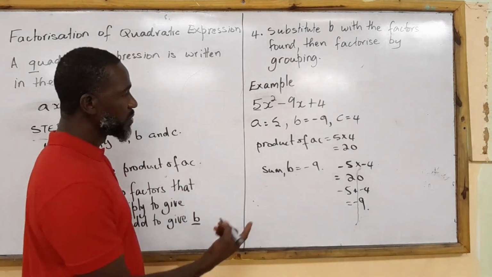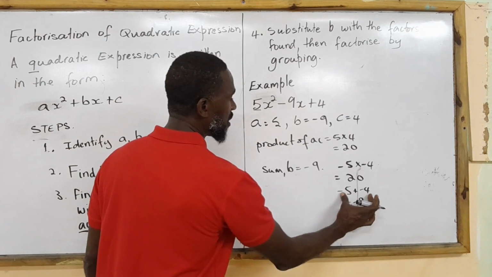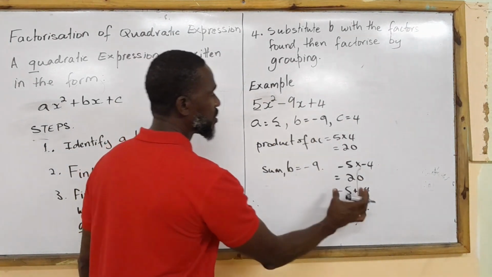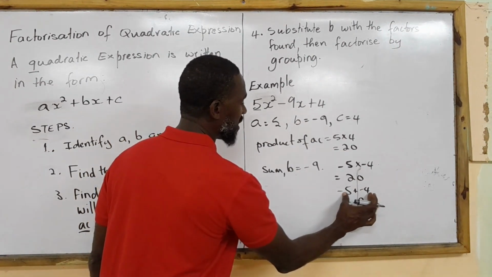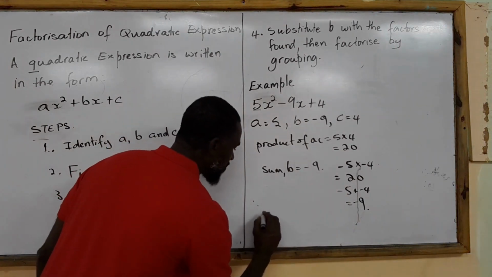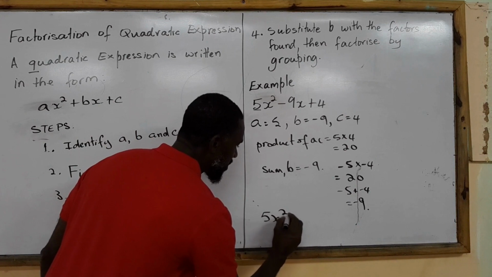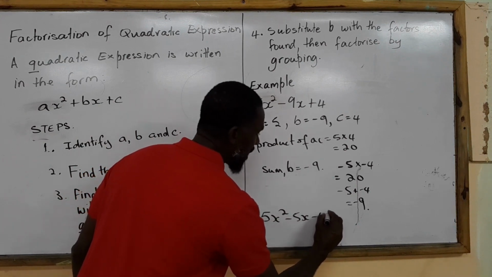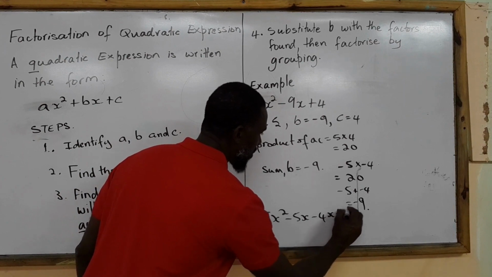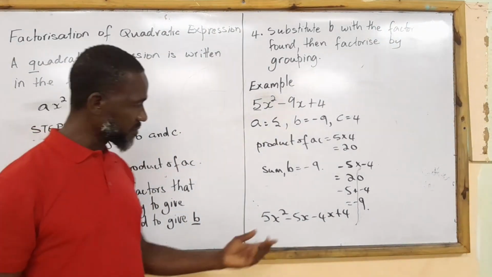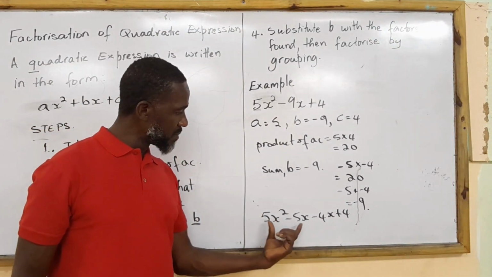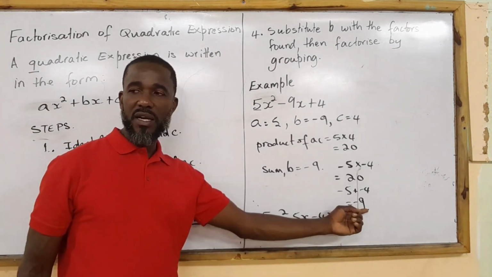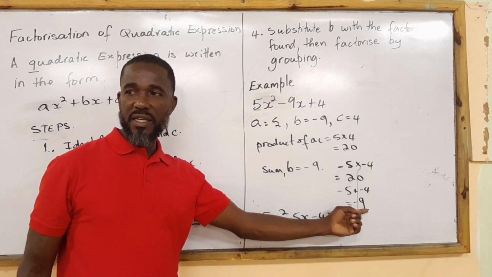So what we are going to do is substitute, replace b with these two values. So here b is negative 9, so we are going to replace b with these two factors. So we have 5x squared minus 5x minus 4x plus 4. Here, negative 5x minus 4x still gives us back our negative 9x.